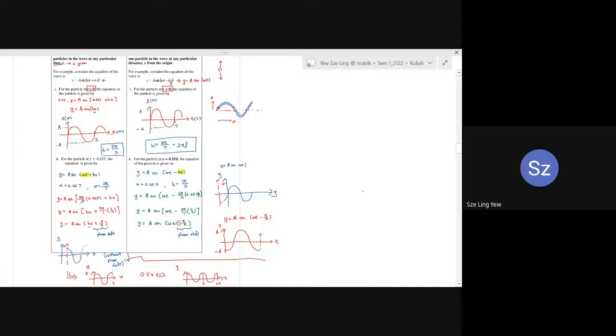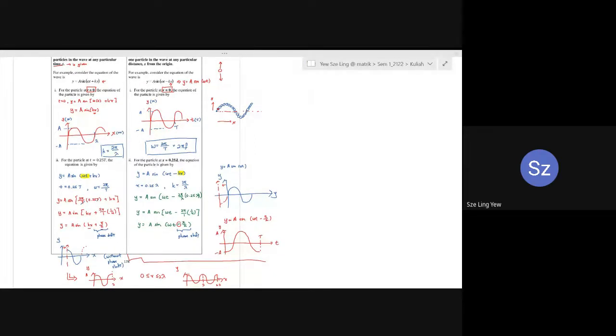Okay, so these 5 minutes, you try to complete this page. You try to understand everything here. You try to see how to do a phase shift, how to shift your graph to the right, how to shift the graph to the left. Okay, how to do it when you have a positive phase shift, when you have a negative phase shift. Right. So 5 minutes for you to complete this page. If you have any questions, then you may ask.